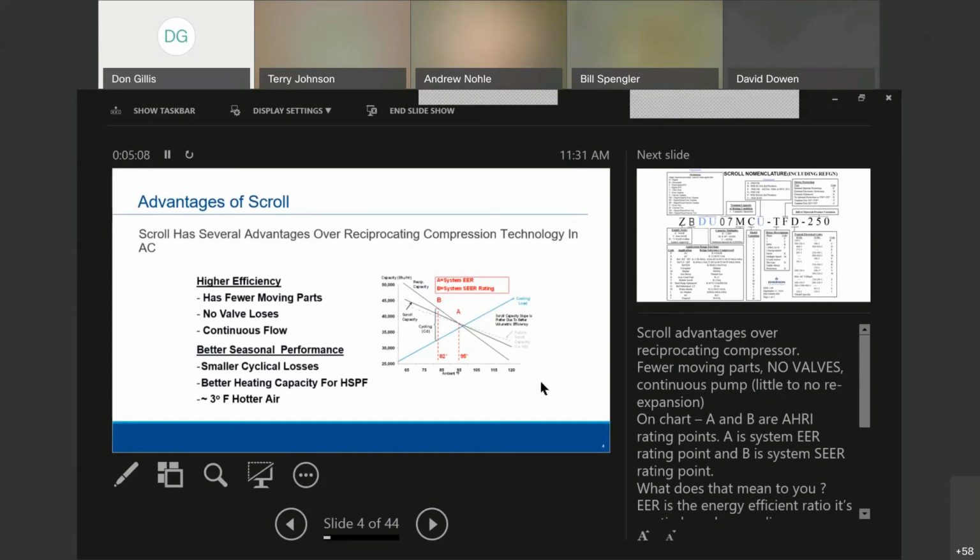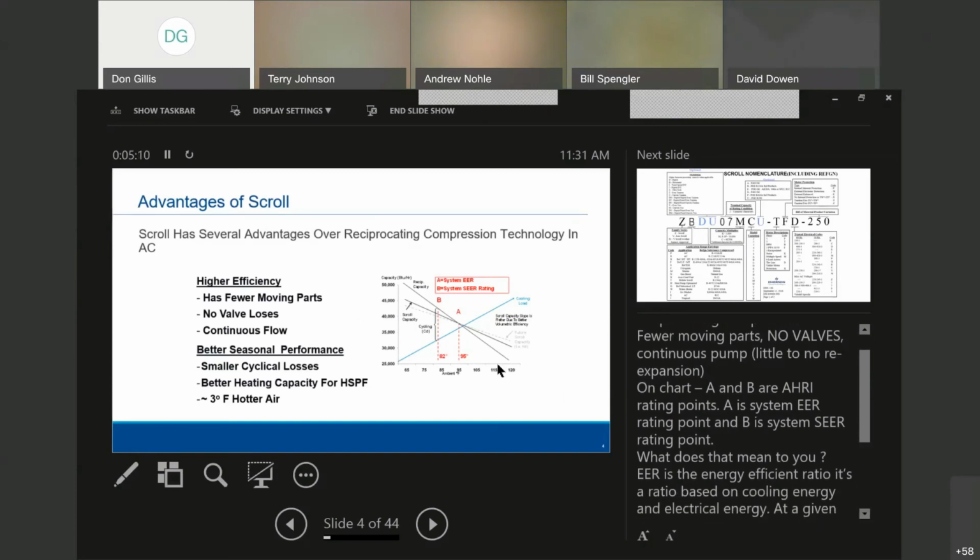On the chart, you can see A and B. A and B are the AHRI rating points. A is the system EER rating point, and B is the system SEER rating point. And what does that mean to you?